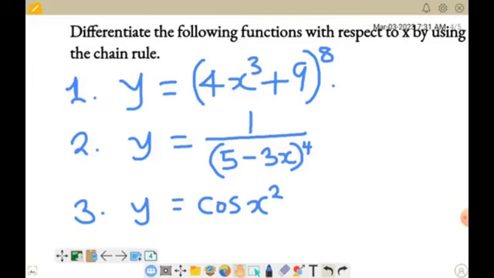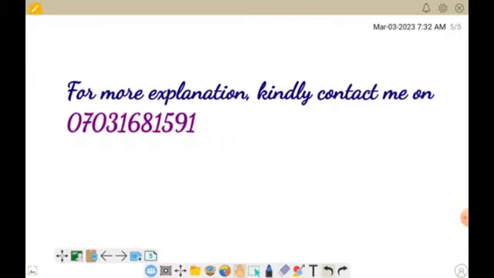Then we have the third question here, y equals cos x squared. Look for the derivative of cos x and then apply the rule, or the procedures used in number 2 of our examples, and solve. Okay, thank you so much for your time.